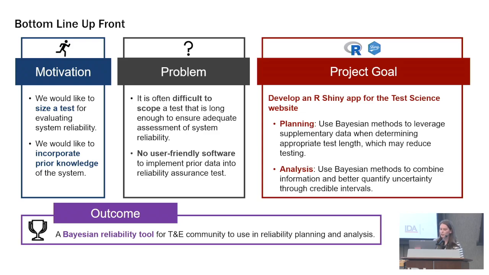I developed an R-Shiny app for the Test Science website, which plans for a Bayesian assurance test, which we're going to talk more about in this presentation. It's what incorporates the prior knowledge of the system. And we're also going to use this app to analyze data from a Bayesian assurance test.